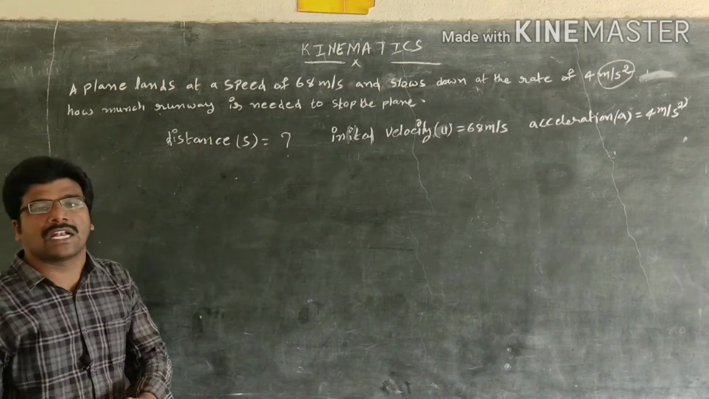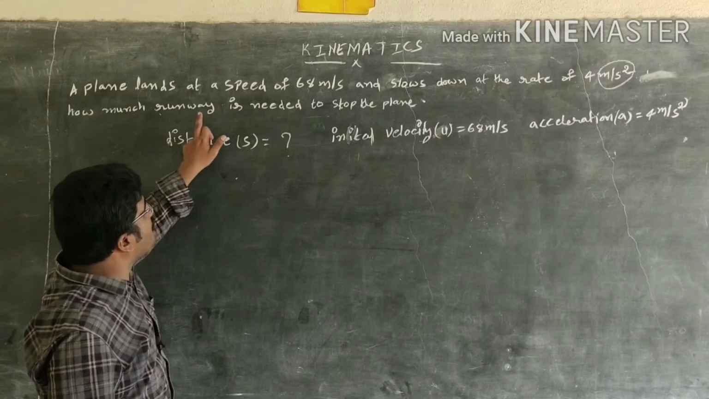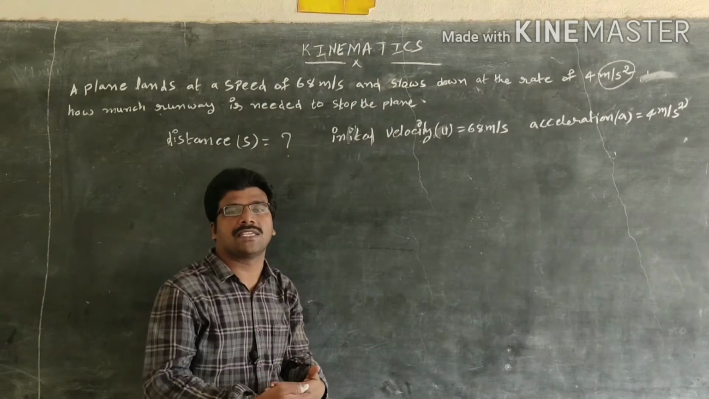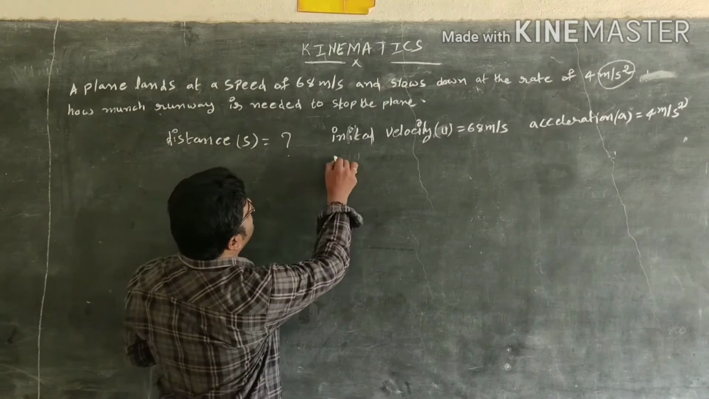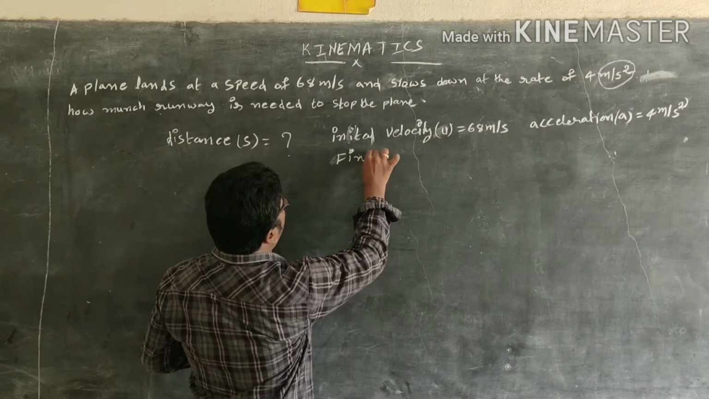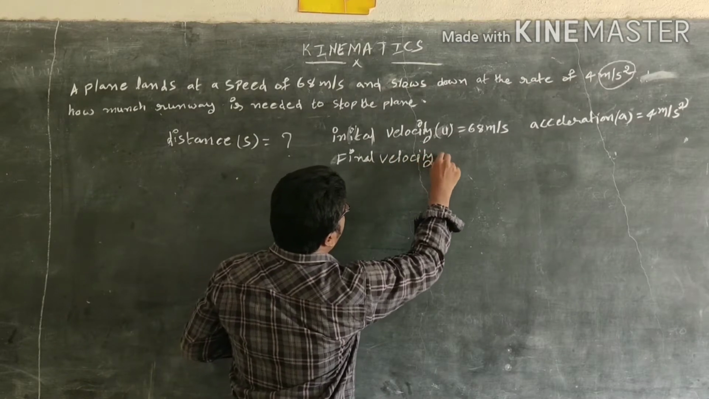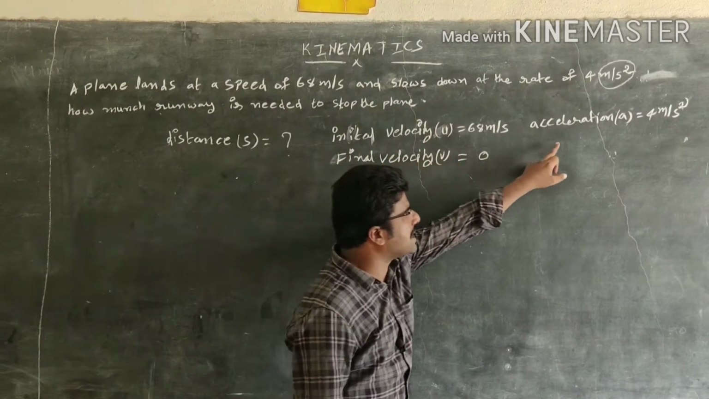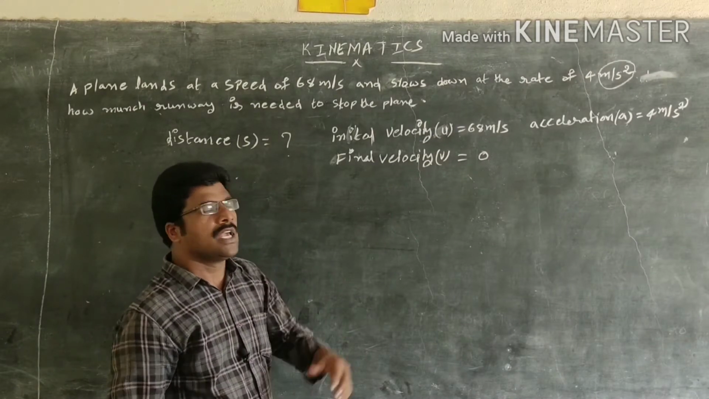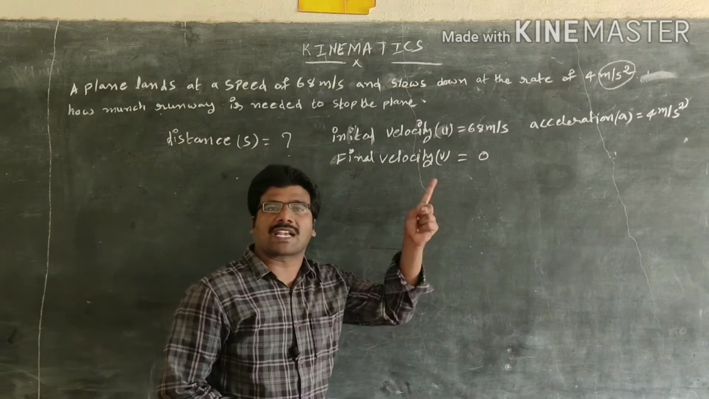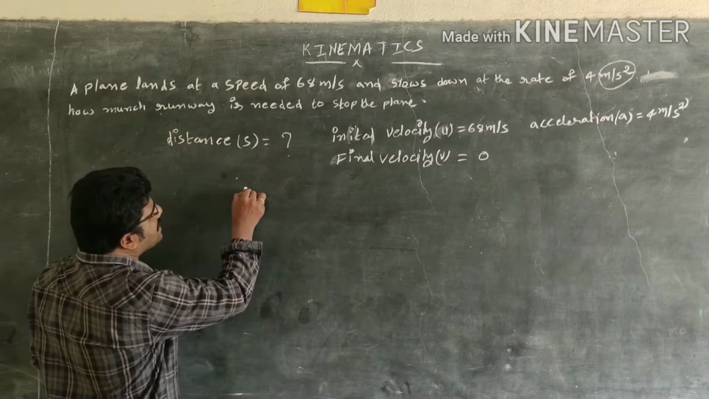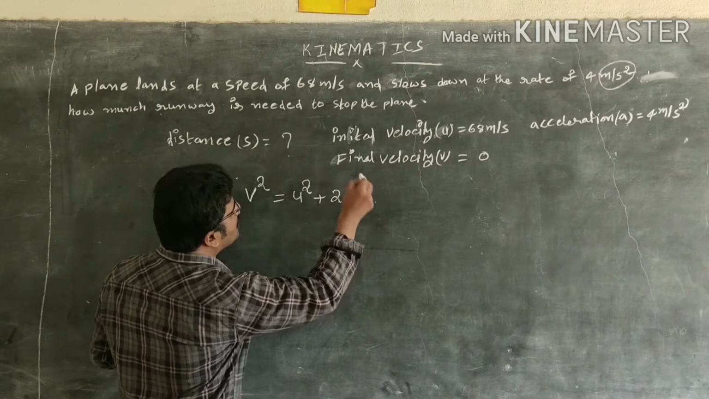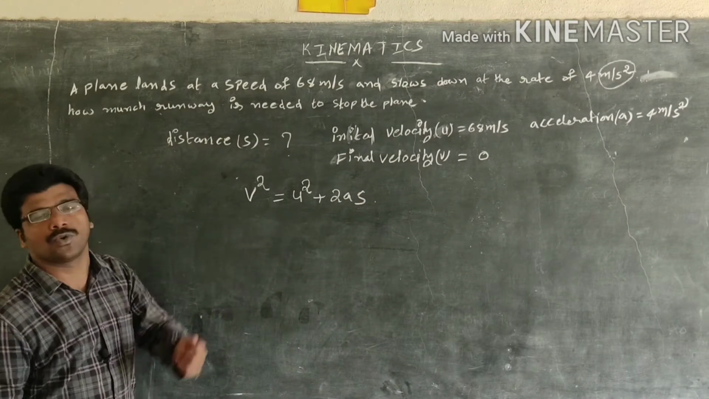Now another value is given indirectly. How much runway is needed to stop the plane? Here there is another factor: the final velocity is also given. To stop means the final velocity is 0. V equal to 0. Now we want to calculate distance; initial velocity we know, acceleration is also given, and final velocity is also given. We are going to see all these terms in only one kinematic equation. What is that kinematic equation? The third kinematic equation: v square equal to u square plus 2as.